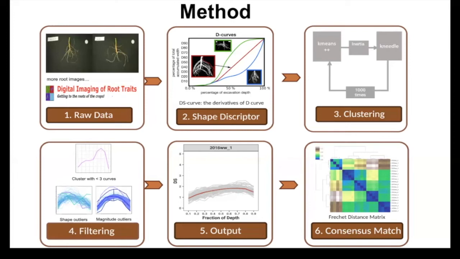Last is the consensus match step. We identify similar root architectures across environments using the mean dx curve per identified architecture type in each experiment. We apply the Fréchet distance to quantify the similarity between mean dx curves. The blue areas in the matrix indicate high similarity.